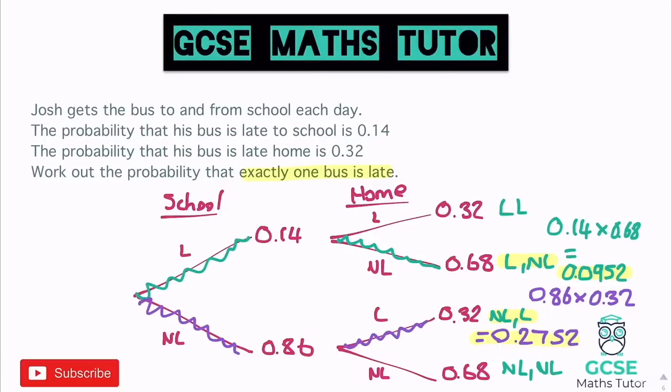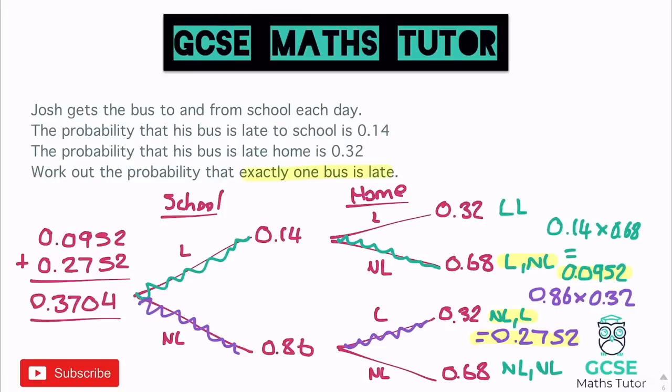Now obviously just like before, we've got two outcomes here. We've got late and then not late, or not late then late, so we need to add them both together. So if I do that up here, we've got 0.0952, and we need to add to that 0.2752. There we go, and if we add them together, on the calculator, we get 0.3704. There we go, there's our final answer combining those two probabilities.